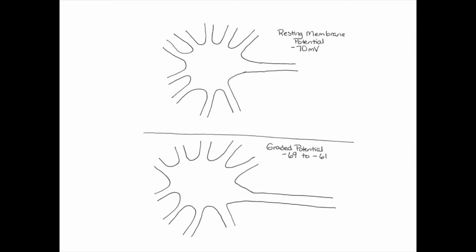So you think, well, you've got positive charges moving out and positive charges moving in, but we said that our resting membrane potential is negative 70. The reason for that is that there are more potassium leak channels than there are sodium leak channels, which means we have more potassium moving out than we have sodium moving in.